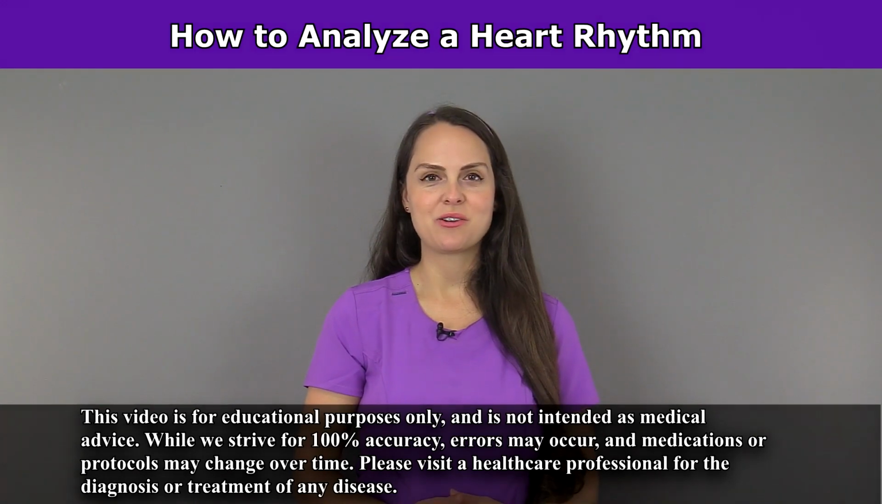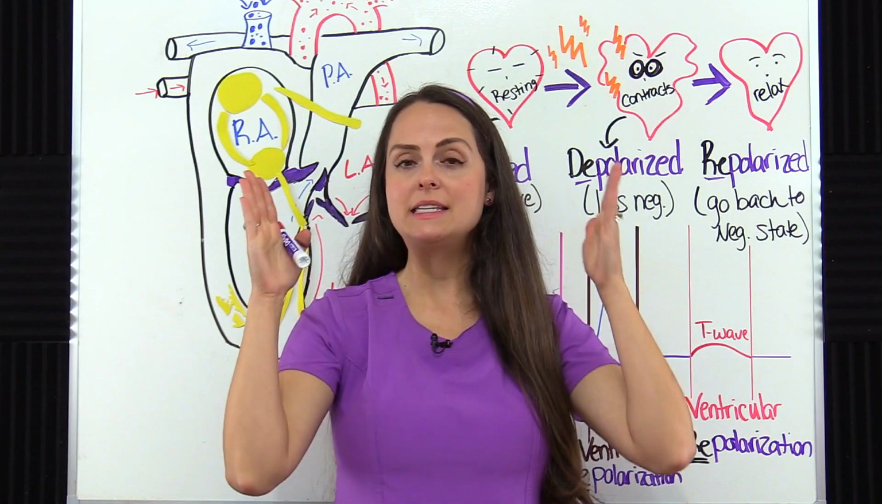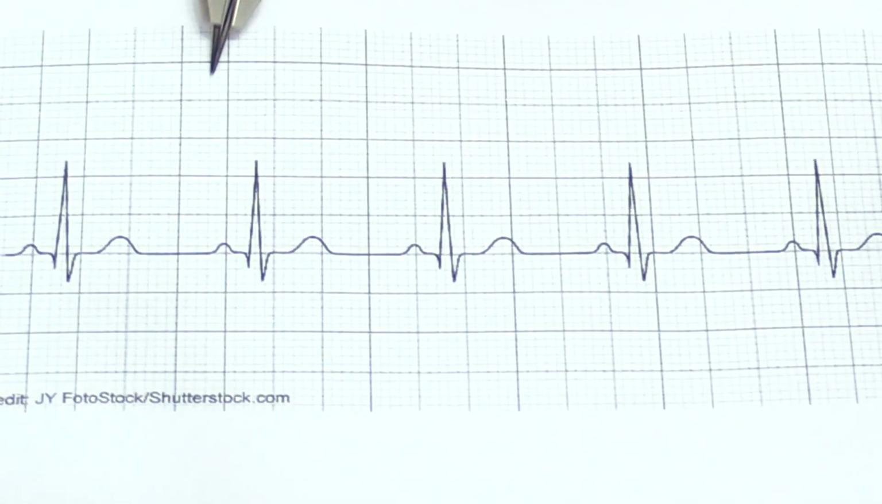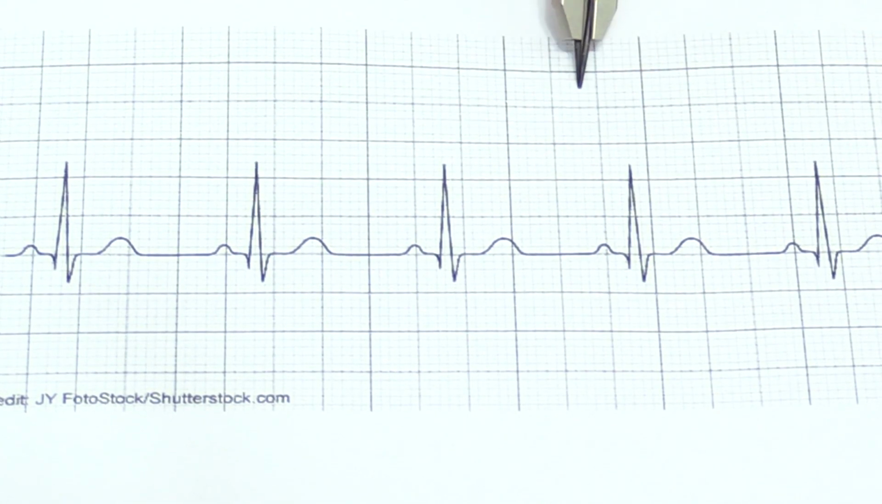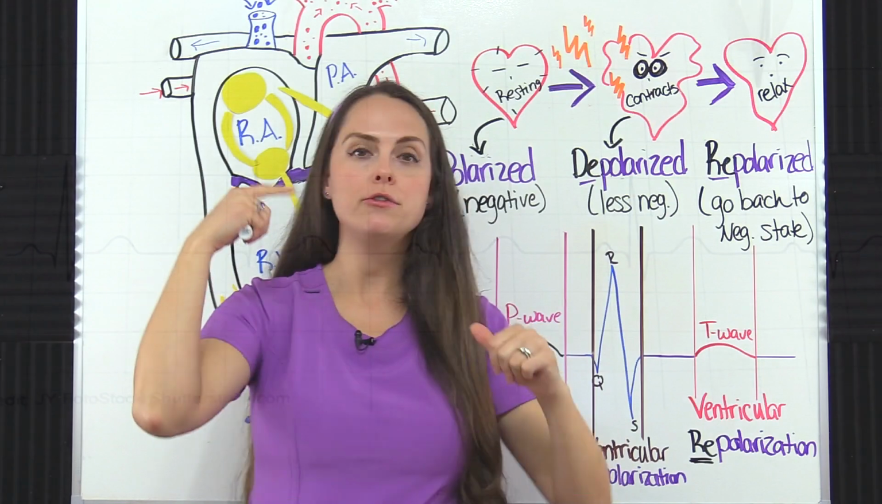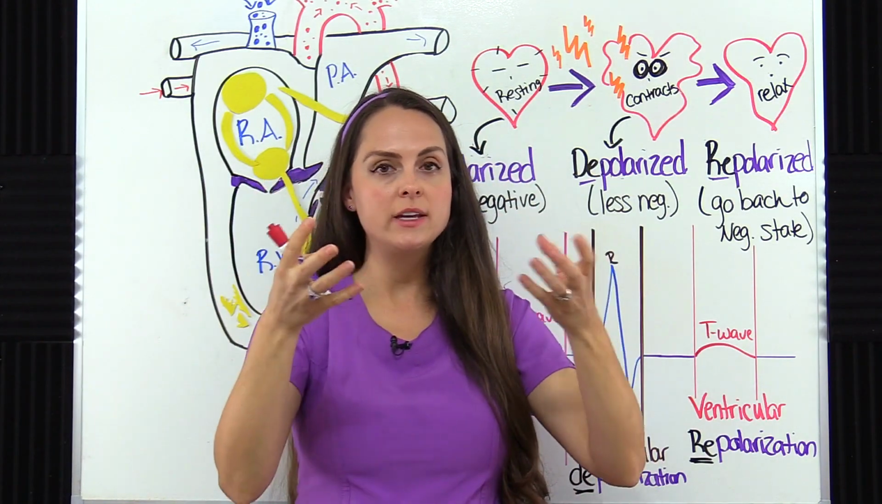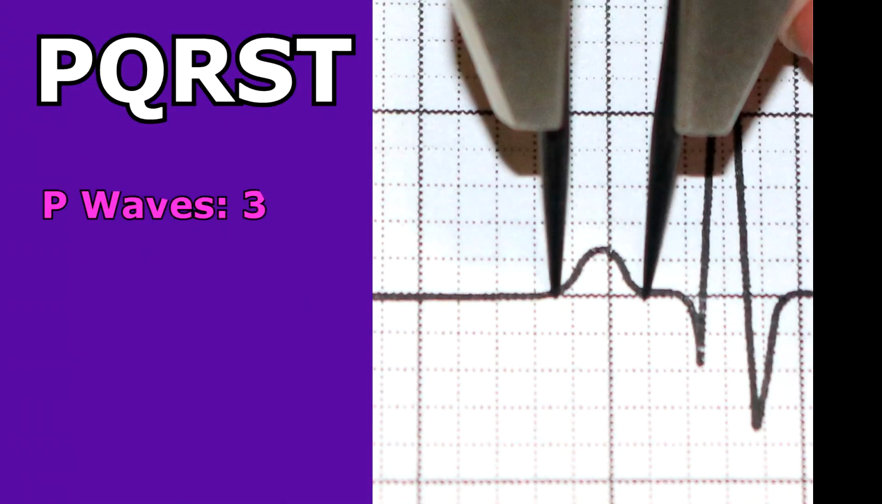So let's get started. To do this, you want to use an EKG strip that's at least 6 seconds long. How you know if you have a 6 second strip is you count those large squares and count 30 squares. 30 squares equals 6 seconds. And we're going to go through a checkoff of questions that we're going to answer, and based on the answers we get, we're going to apply that information to what kind of rhythm we're dealing with. The first thing you want to look at are the P waves.